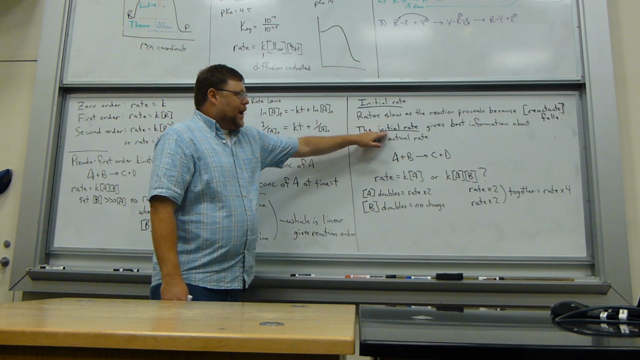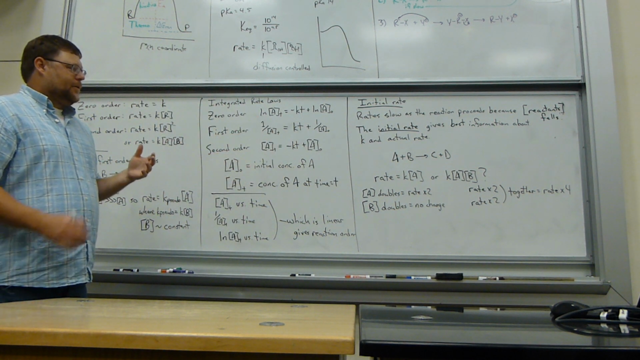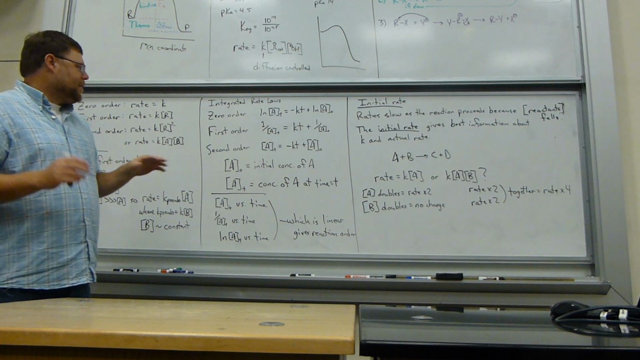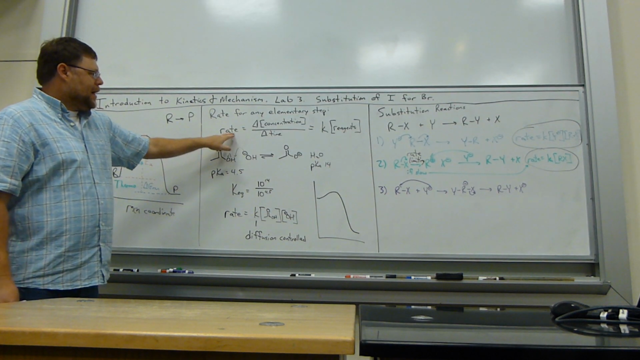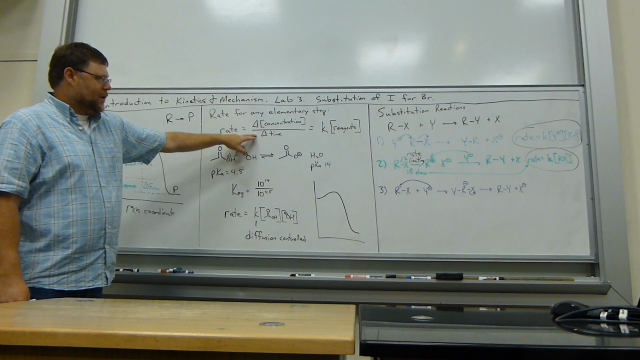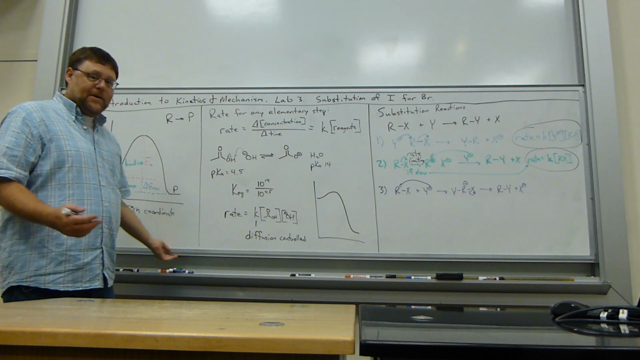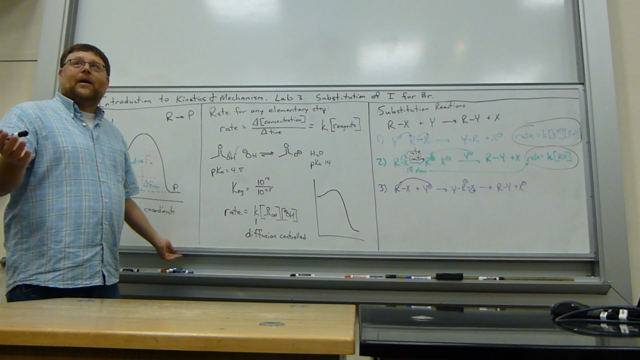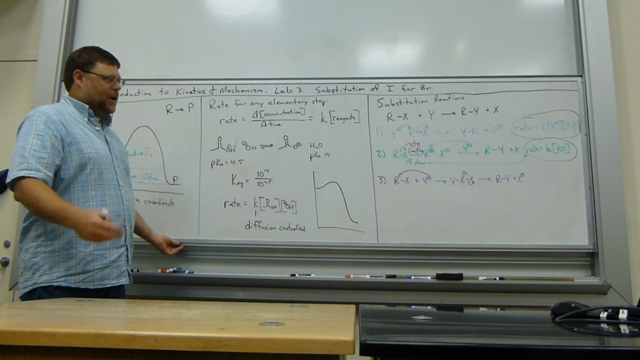So the initial rate usually gives us the best information about k, the reaction rate constant, and the actual rate, right? The actual rate of the reaction is a change in concentration over time. Okay, so forget the equation. That's the rate. That's what we can measure. You can go in, and in this week's lab, we're going to use NMR to measure the concentration of reactants and products.